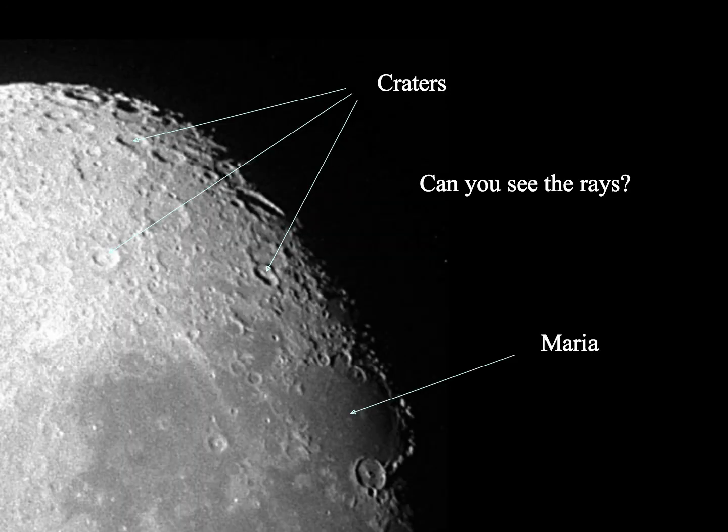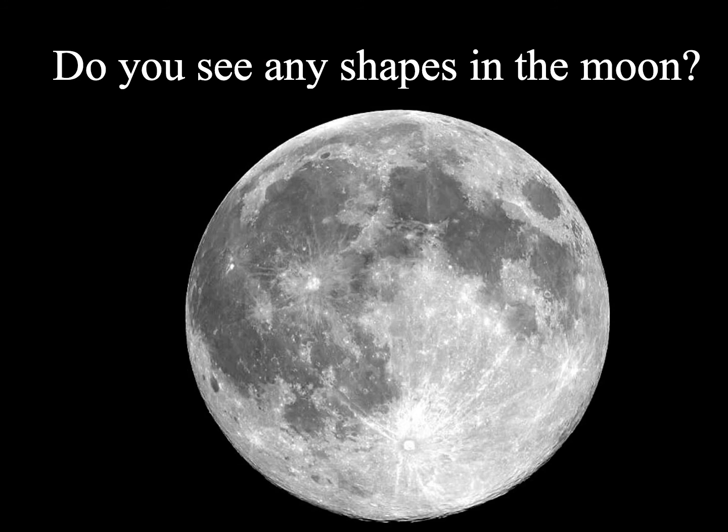Sometimes crater ejecta, material that's thrown from a crater, makes rays on the surface. Can you see them here? This crater shows the rays really well. Lines of material coming out from the crater are actually material that was thrown out from the crater.